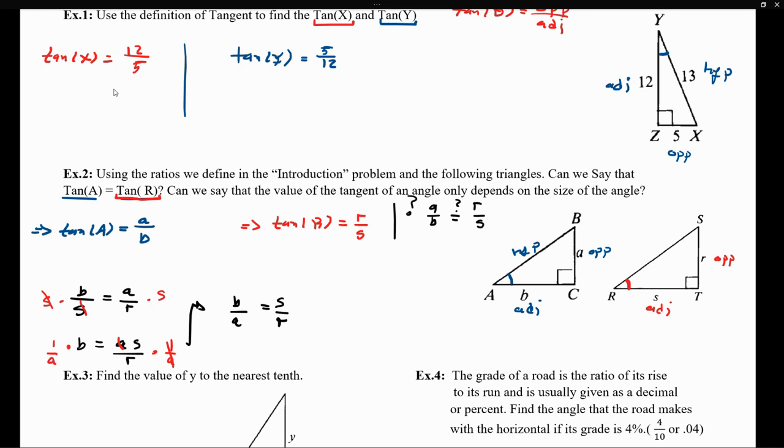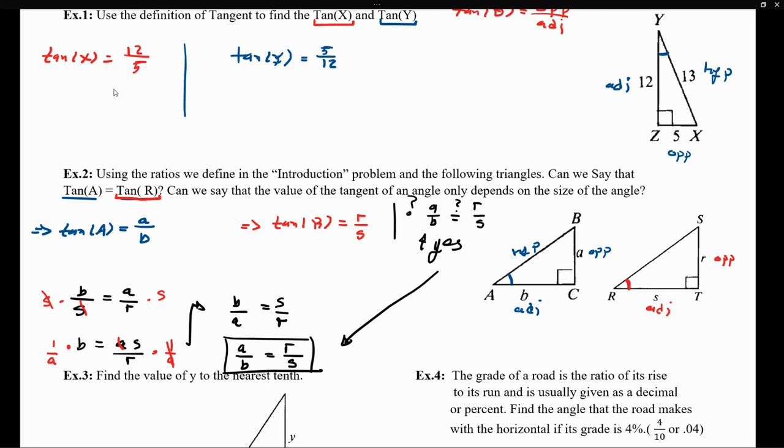Are they equivalent? They're not. They're just in a different order. But that's fine, because if we flip one side, that's equivalent to flipping the other side. And now we have shown that yes, they are equivalent: a over b is equivalent to r over s.